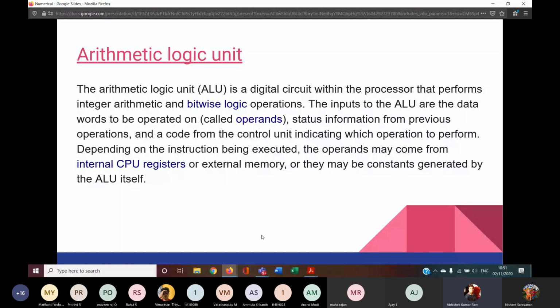The control unit fetches the instruction from memory and uses the operation of the ALU to carry out those instructions using the data. When an input or output instruction is encountered, the control unit transfers the data between the memory and the designated I/O controller. The operational speed of the CPU primarily determines the speed of the computer as a whole. Depending on the instruction being executed, the operands may come from internal CPU registers or external memory, or they may be constants generated by the ALU itself.